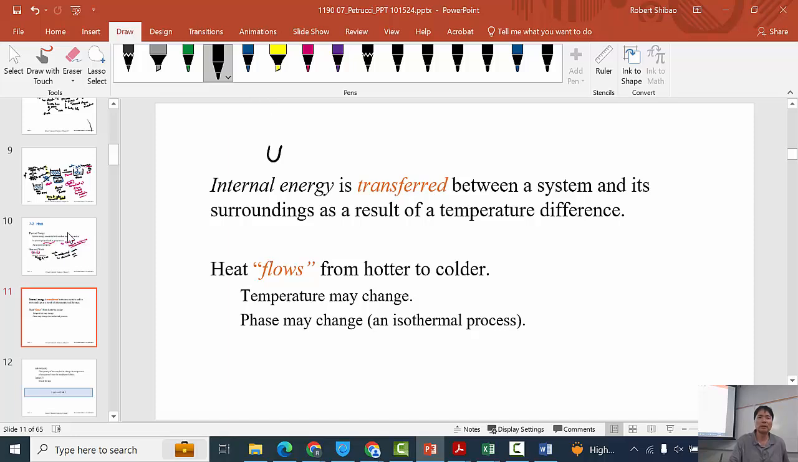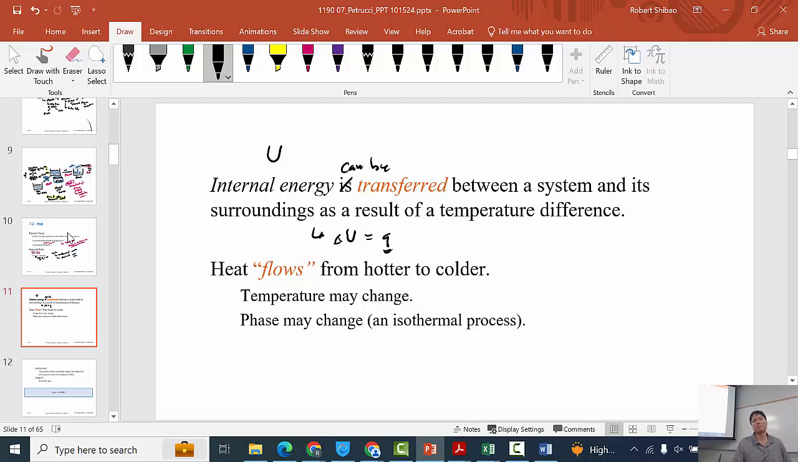Capital U. Is energy transferred between a system and its surroundings as a result of a temperature difference? I say it can be transferred. It's not always transferred as a temperature difference. Internal energy can be transferred as heat. And so we can just summarize this: internal energy, U, can be transferred as heat.